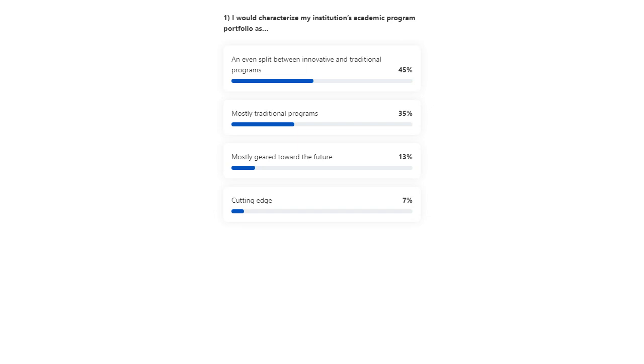In higher ed, as we all know, it's difficult to implement change and to be on the cutting edge. I really commend those institutions that are in that bucket, and then those that are mostly geared toward the future. Those of you that are evenly split and then the mostly traditional, hopefully you'll take something away from this presentation and really look at, is there a way to more strategically implement some new programs.